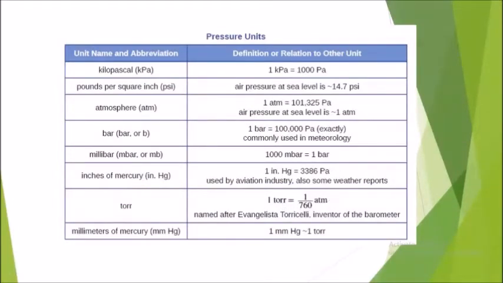The name is Evangelista Torricelli, the inventor of the barometer. So if you invent something one day, you can put your names after the creation.